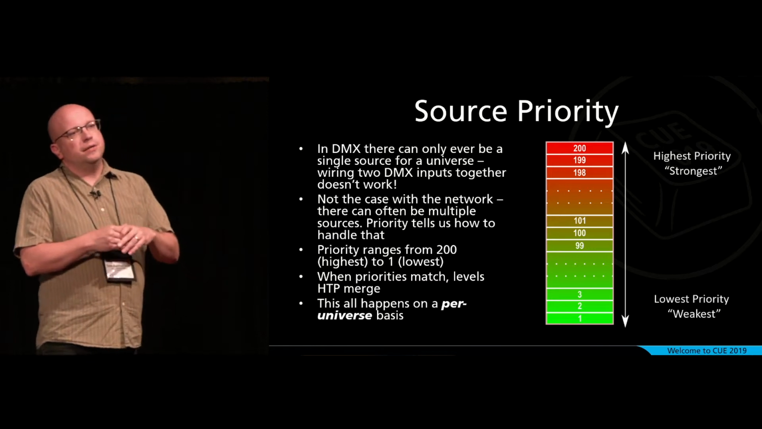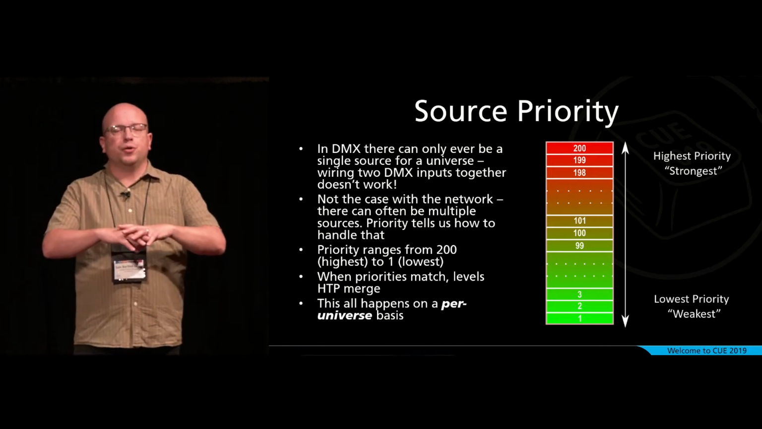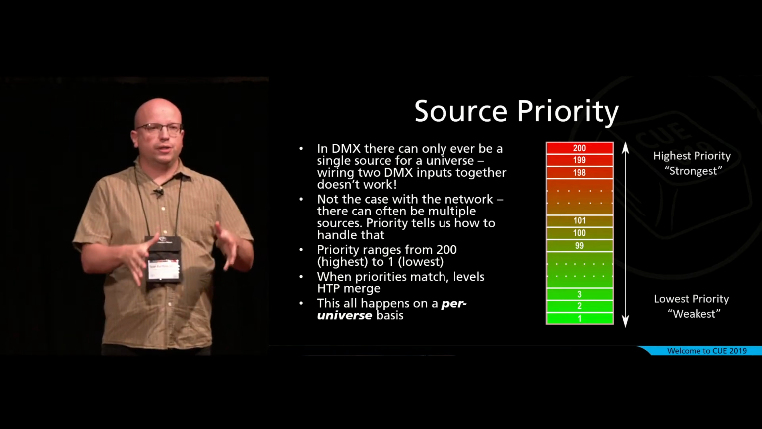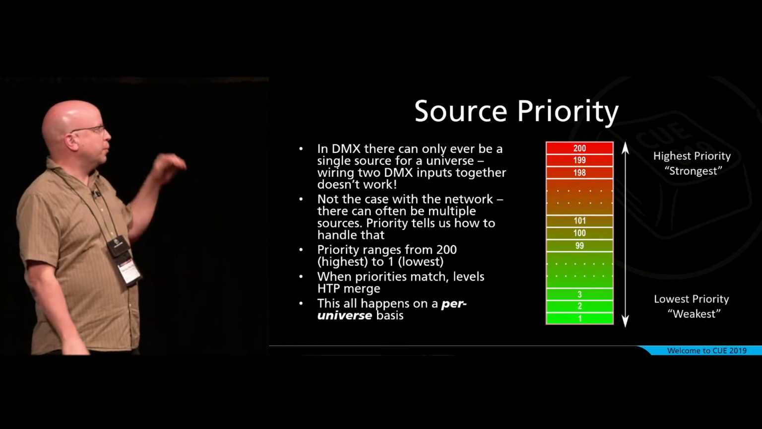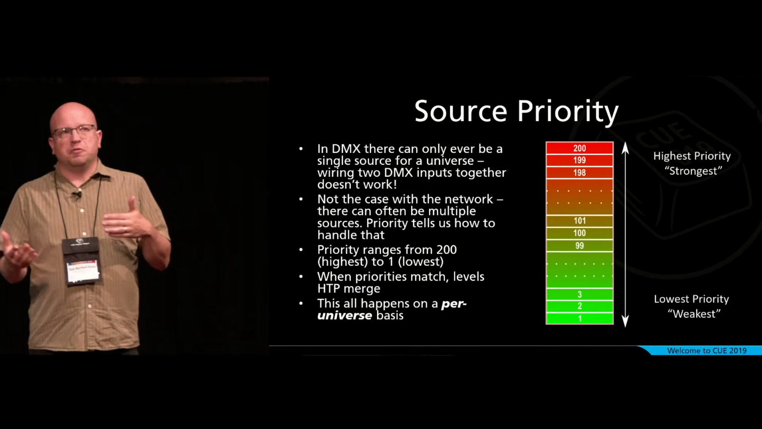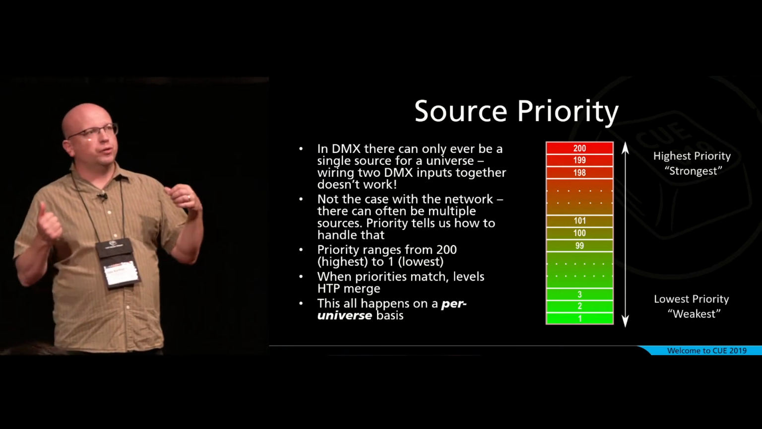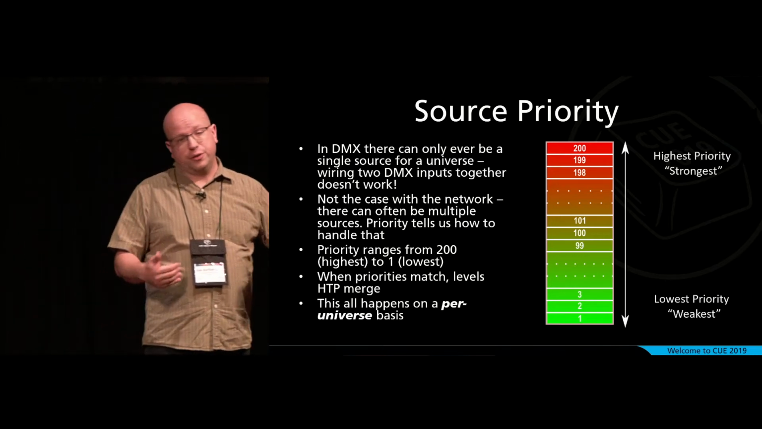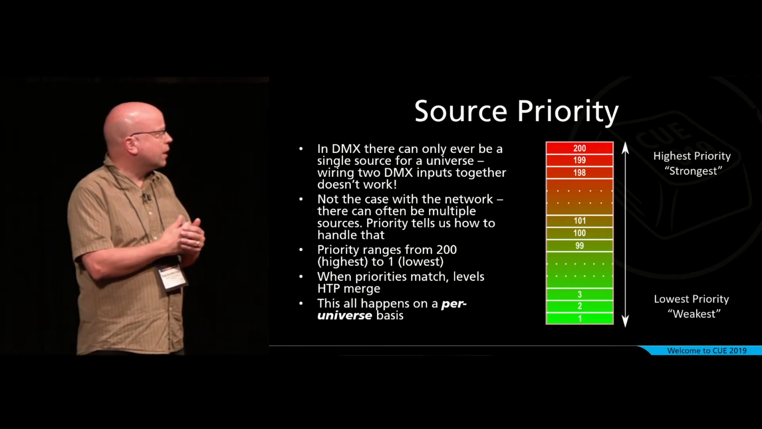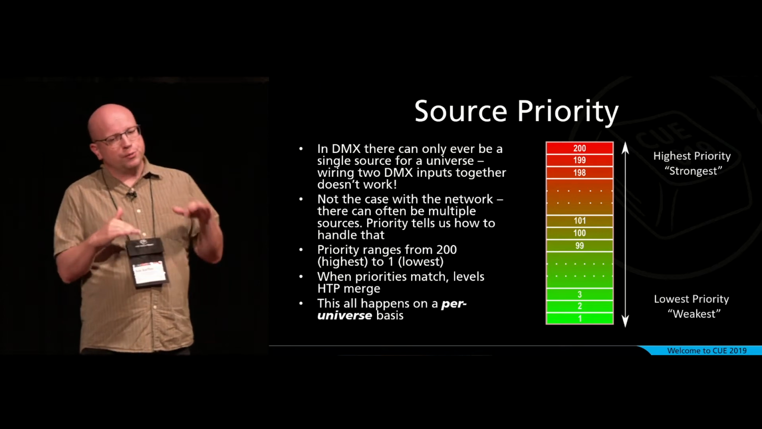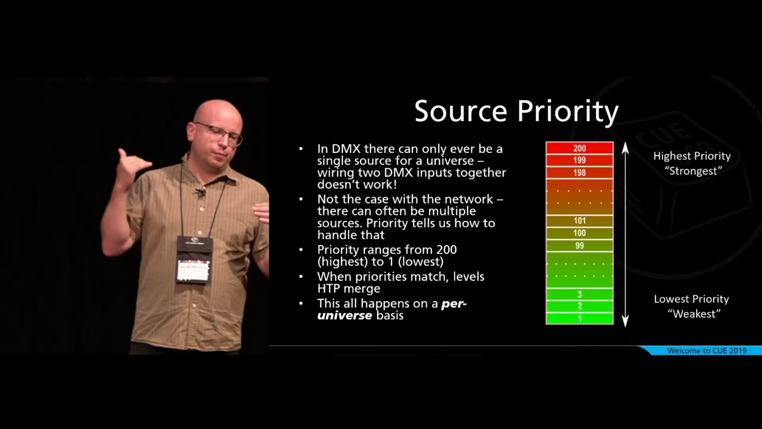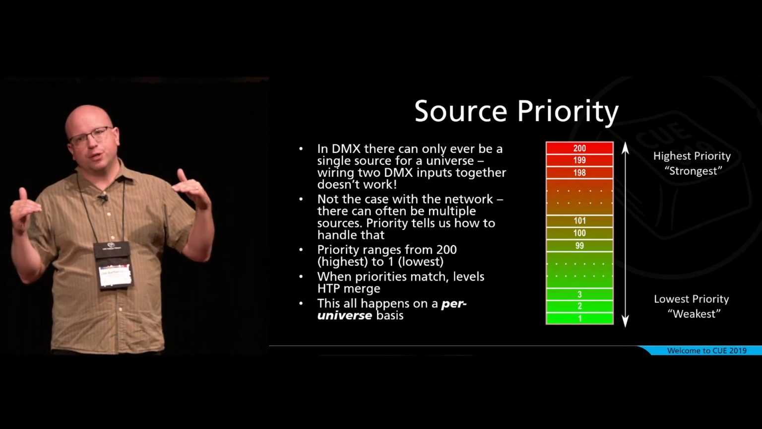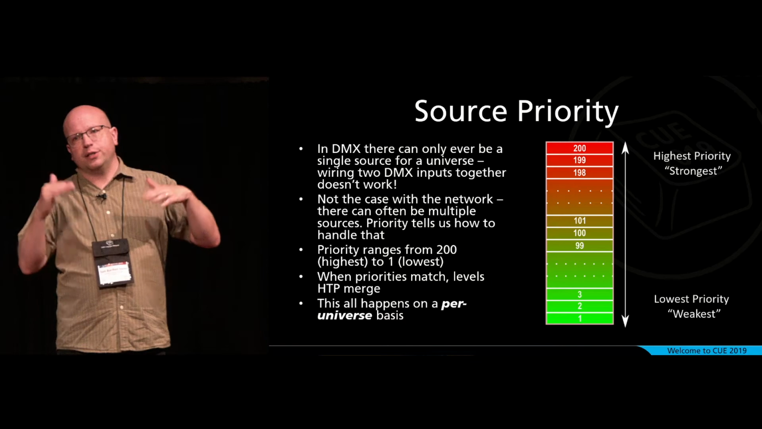In the standard way of doing things, this all happens on a per universe basis. So I can say, okay, my console is going to send data to universe 1 at priority 100. And then you can very often set different priorities for different universes. So I can say, okay, in universe 2, I'm going to set some kind of lower priority for whatever reason. When priorities match, when they're the same, so if I have my Paradigm system and my EOS console both sending data at the same priority, they will merge. The highest level will take precedence.